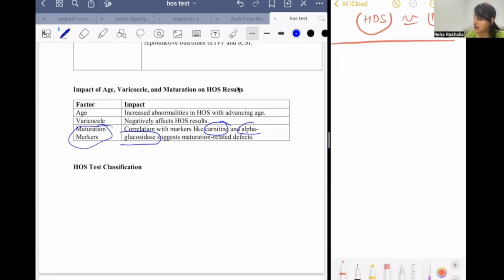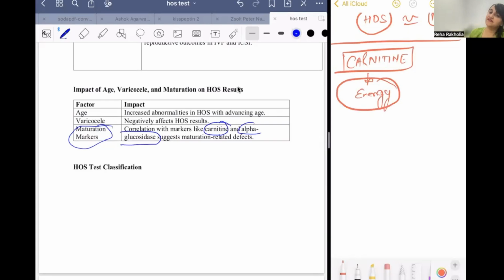So see, first we'll talk about carnitine. This is found in high concentration in the epididymis where sperm matures. What is the role of carnitine? Carnitine is essential for sperm motility as it facilitates the transport of fatty acids into the mitochondria for energy production. What is the significance? Low carnitine level indicates potential defect in epididymal maturation, or there is an energy deficit in sperm, which can deteriorate the sperm quality.